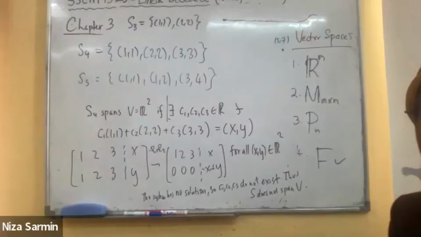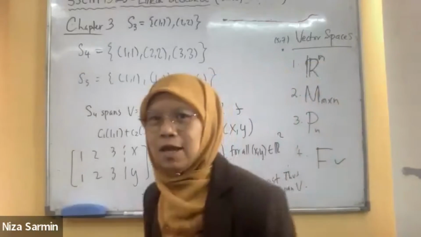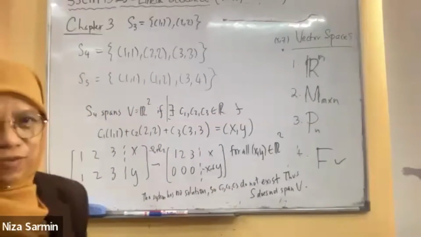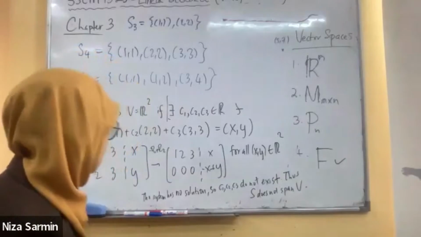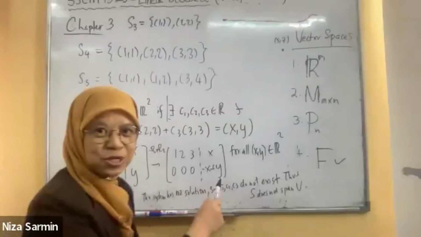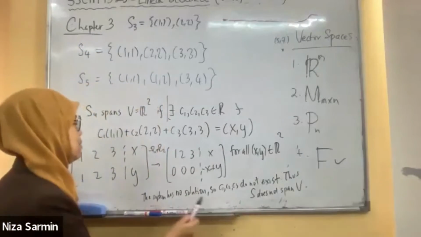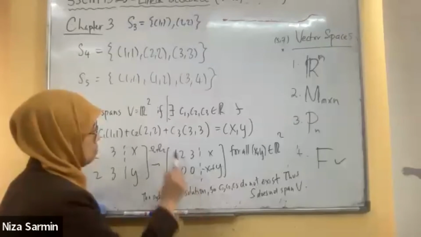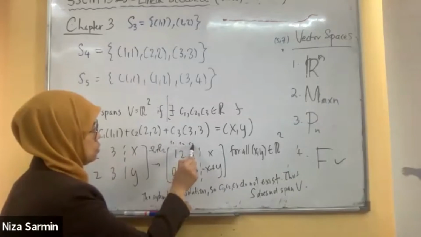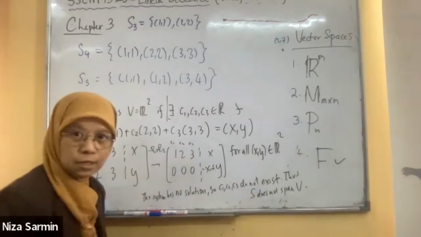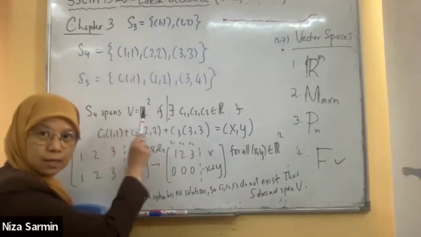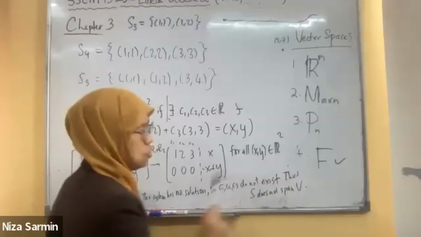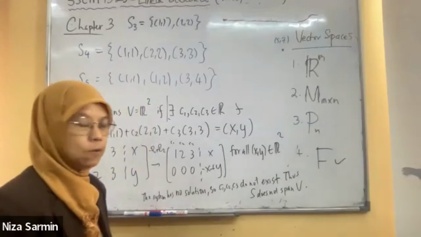Don't forget to write out everything. What is asked of you? Okay, what is the conclusion? The system has no solution. This is chapter 2. So what does it mean? Because C1, C2, C3 do not exist, and we want them to exist to span. So S does not span V.